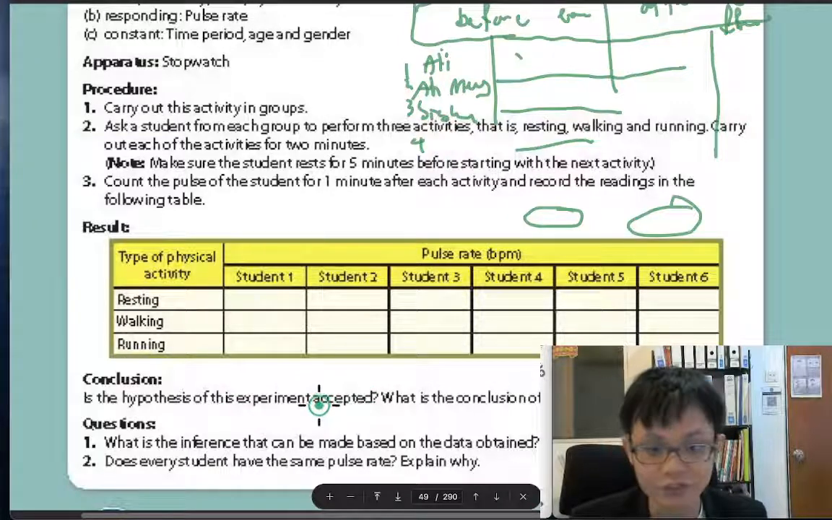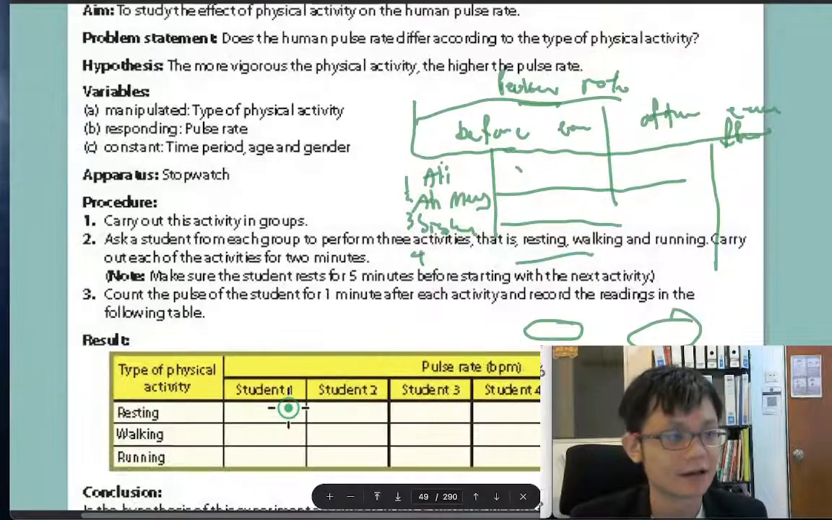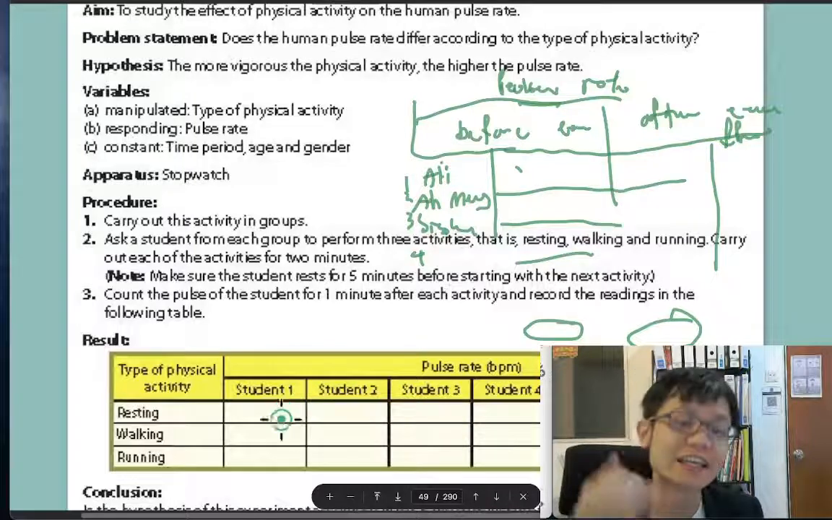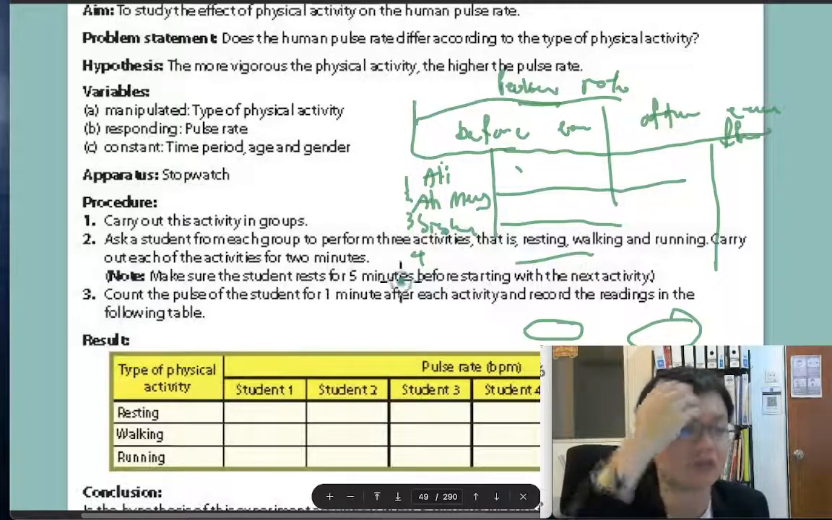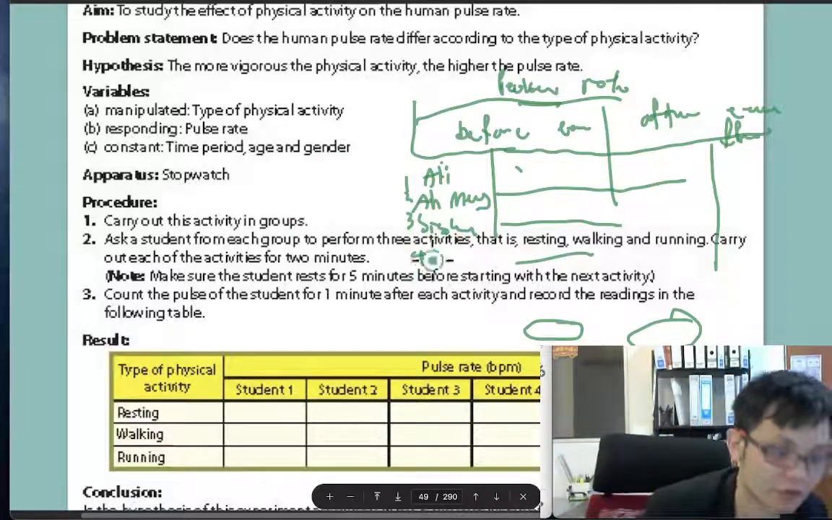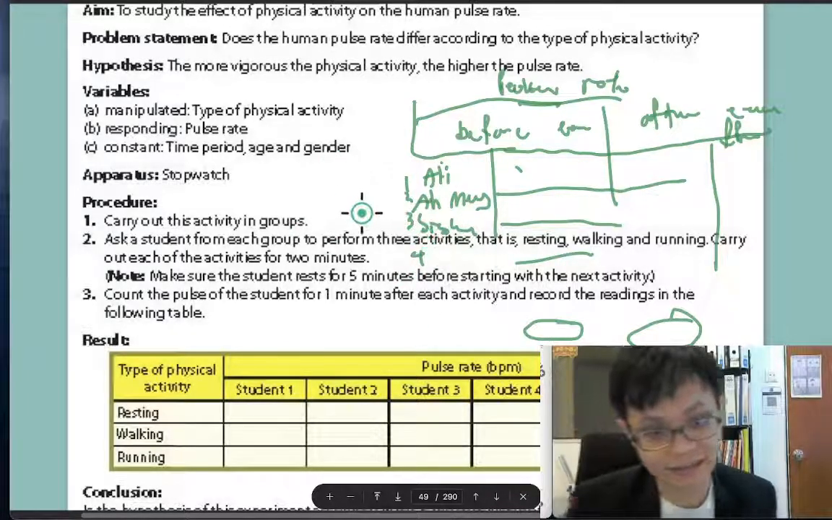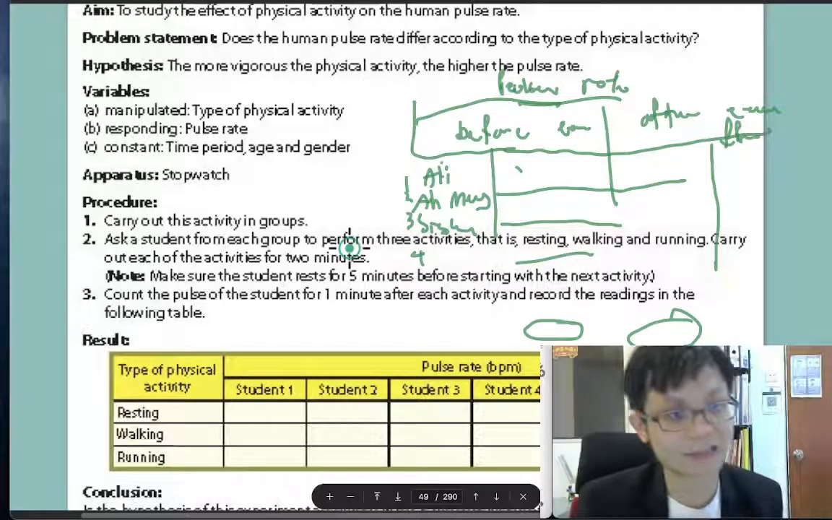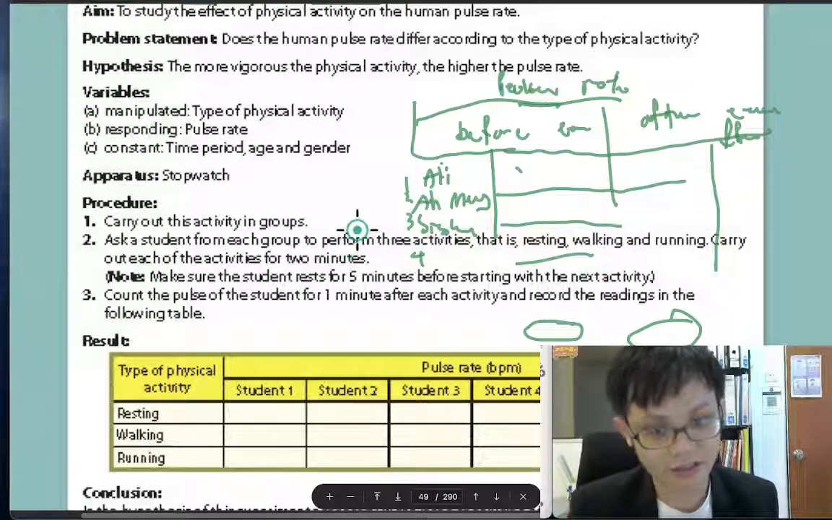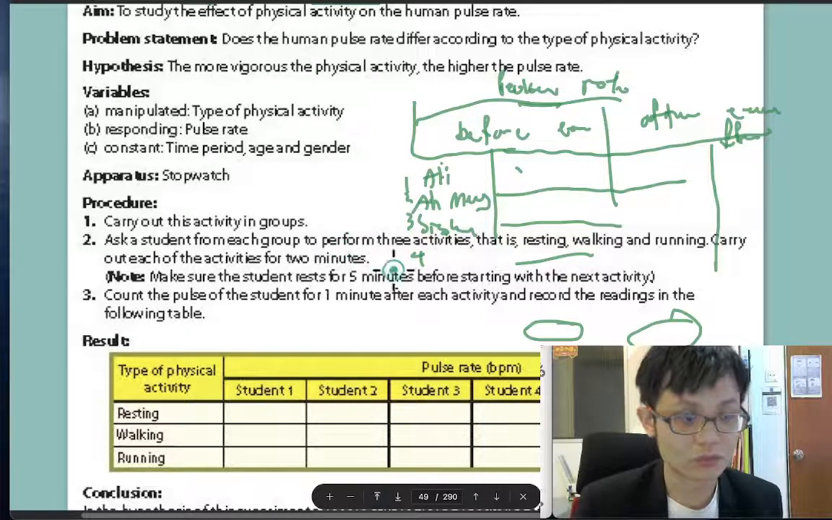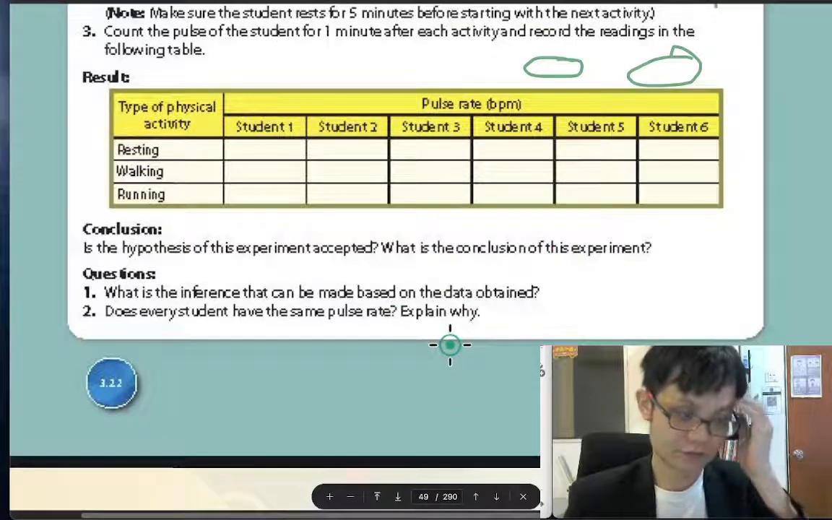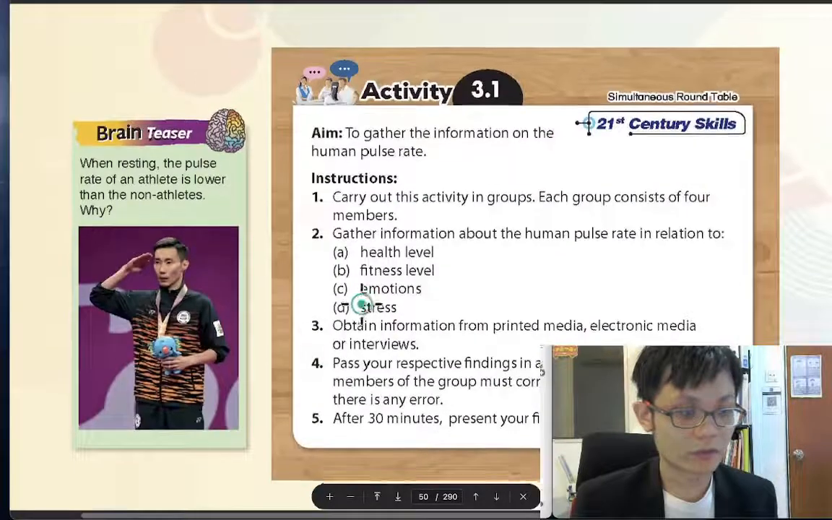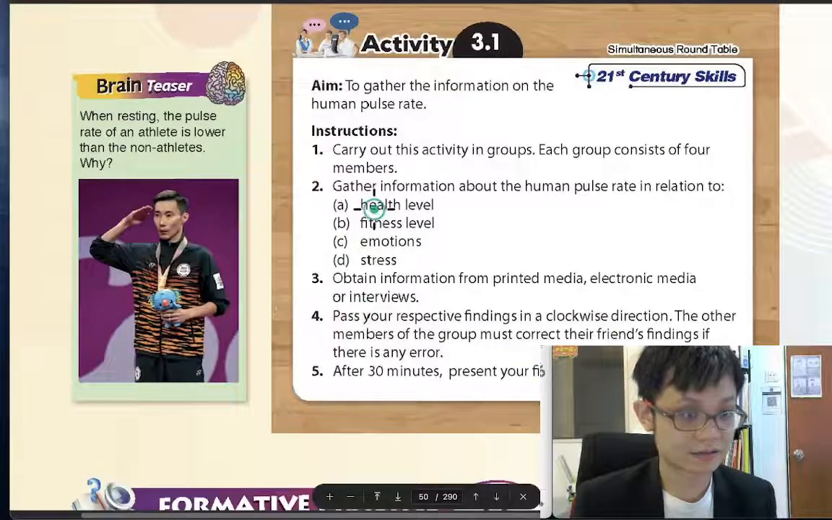Conclusion, what is the conclusion? Probably I would say that pulse rate will increase if a person exercises, but of course you need to do the experiment, only then you get it. So this is science. You cannot just say it, you must do it, then you prove what you say. Very good. No question to ask.